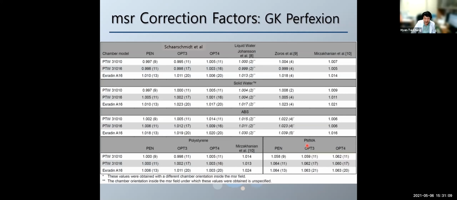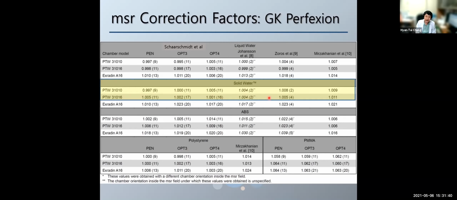It looks very complicated, but I want to emphasize only two things here. With the solid water phantom, for the PTW 31010 and 31016, the correction is very small. It's less than 1%, which is much less than my first guess. So, I know some people do not apply this MSR correction factor. It will not change the result much.